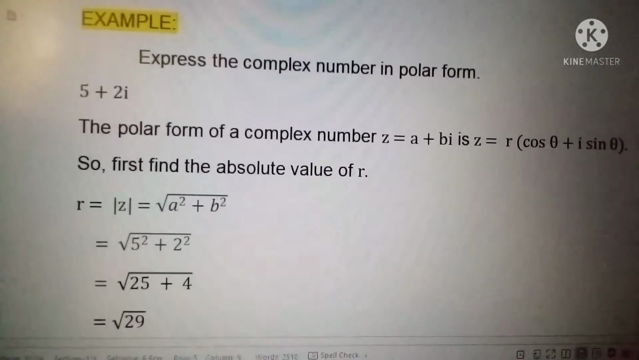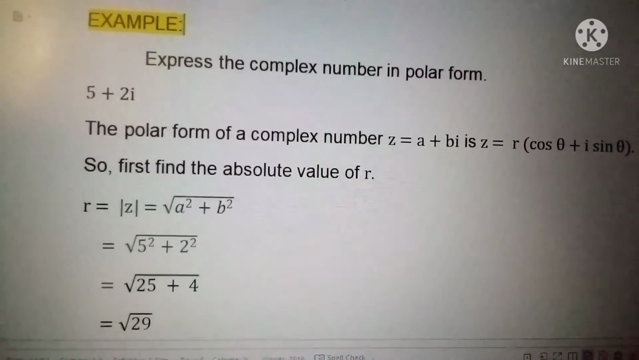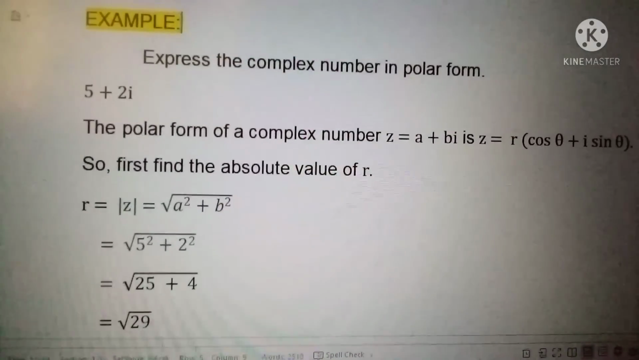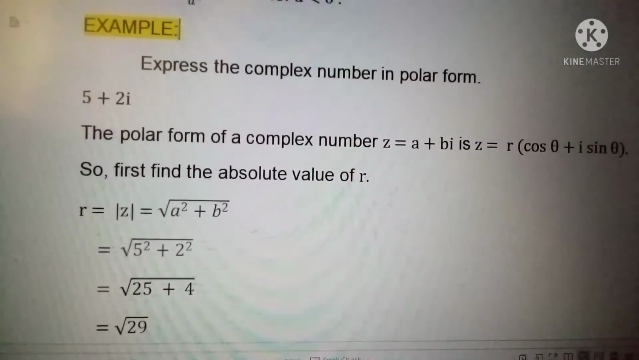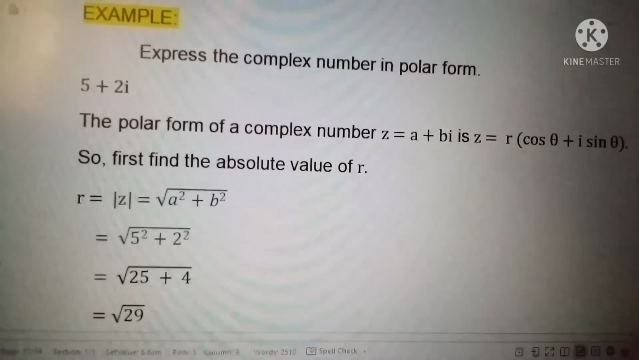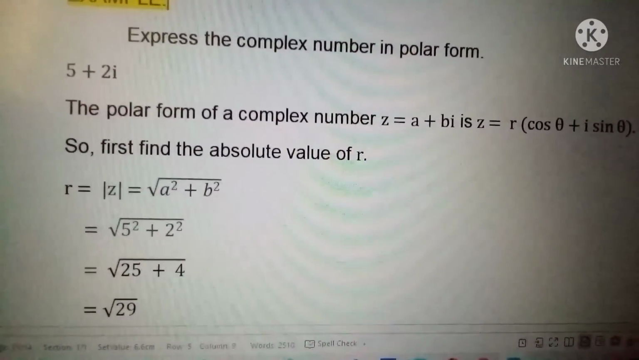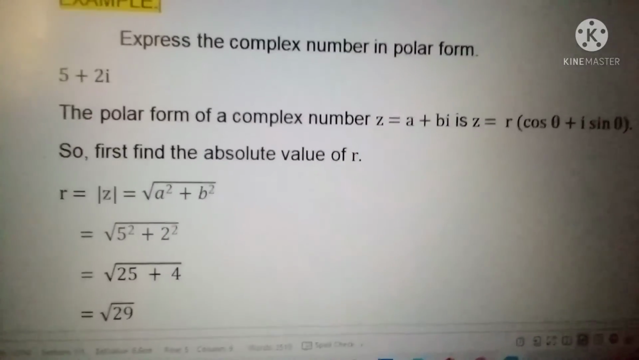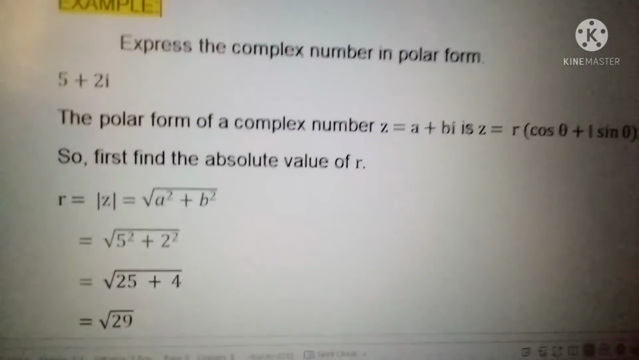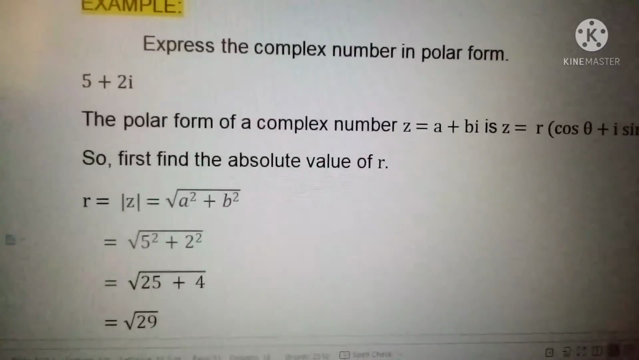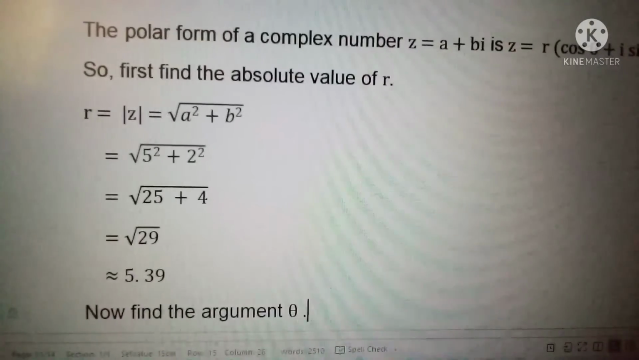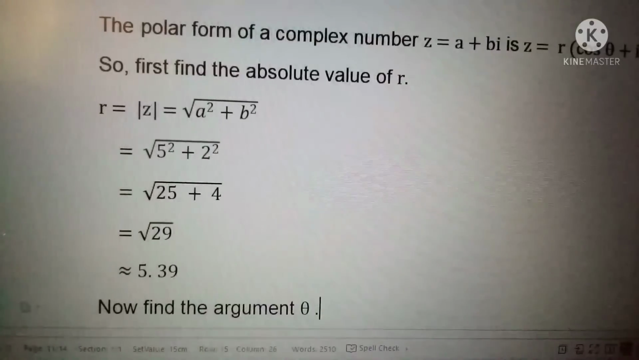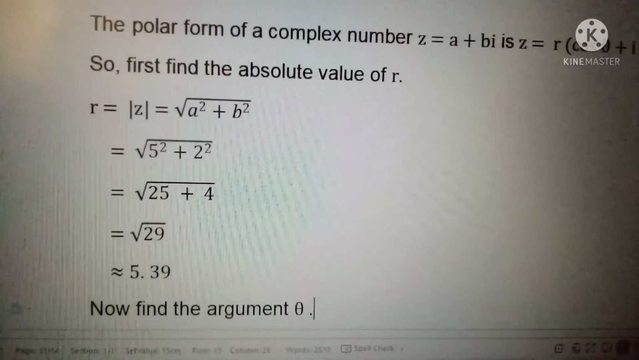Express the complex number 5 + 2i in polar form. So, the polar form of a complex number z = a + bi is z = r times cosine theta plus i sine theta. So, first, find the absolute value r. So, the absolute value of r is the square root of 29. So, yan po yung absolute value. And then, the square root of 29 is 5.39. So, yan po yung ating absolute value of r.